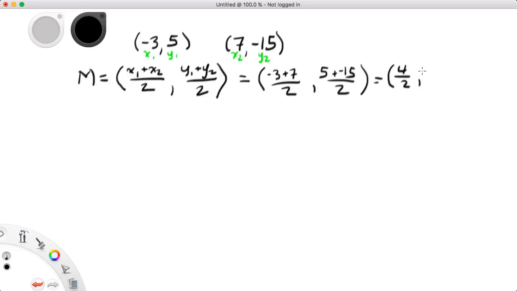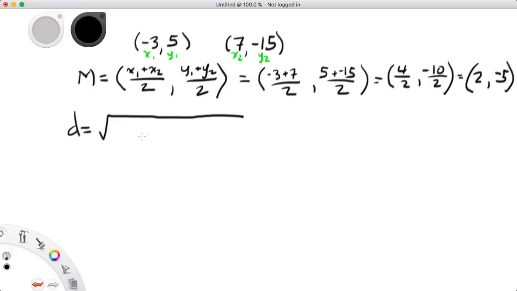divided by 2. Okay, so we know that -3 plus 7 divided by 2 is going to end up being 4 over 2, and this is going to be 5 plus -15, which is -10 over 2. So finally we get the coordinates 2 comma -5. 2 comma -5 is the midpoint between our 2 points there. And that looks right because 2 looks like it's halfway between the -3 and the 7, and the -5 looks like it's halfway between the 5 and the -15. So I'm pretty confident that that's right.